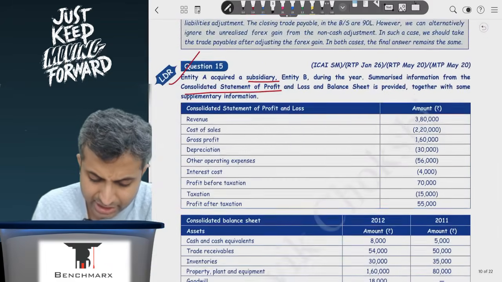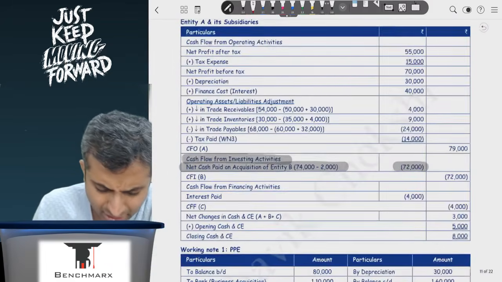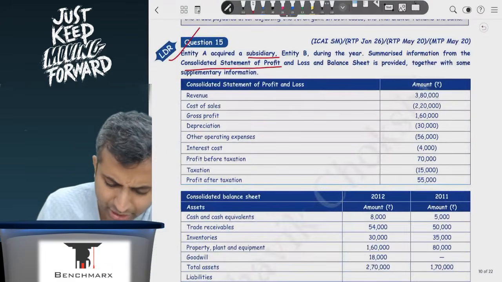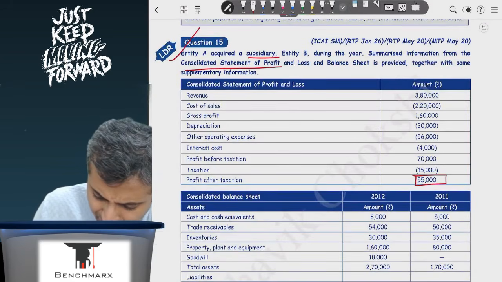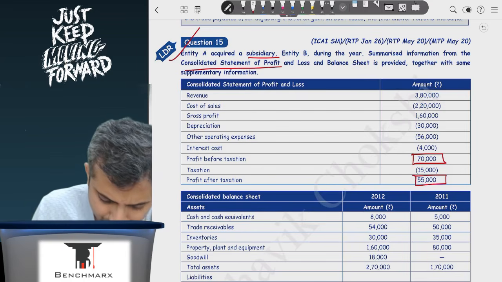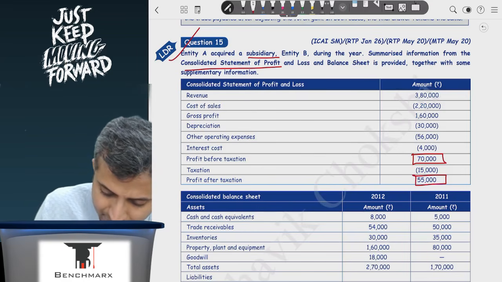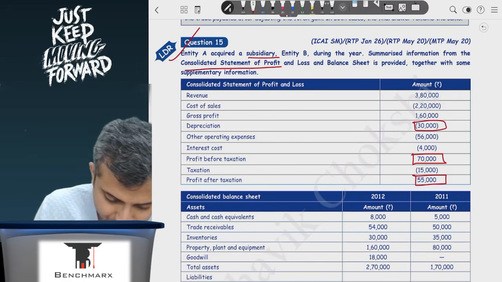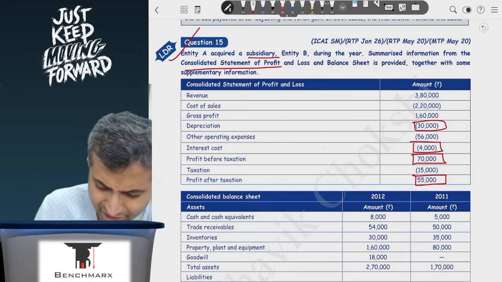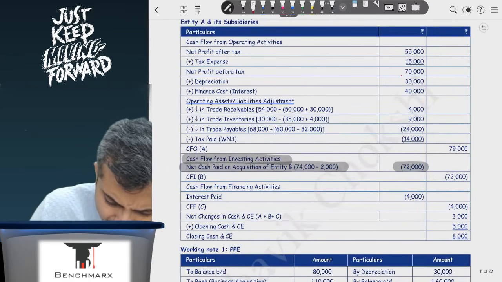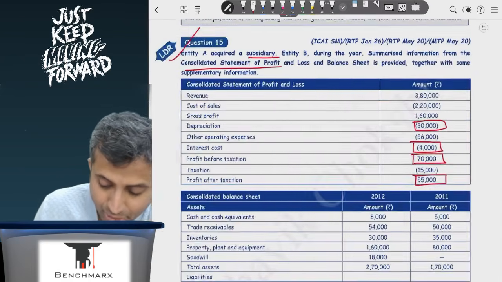Now against that, if I were to prepare a cash flow statement, I can prepare it using the direct or indirect method. If I take profit after tax, add back tax, it will come to profit before tax. To that you will add back depreciation, add back interest, and then you do working capital changes.